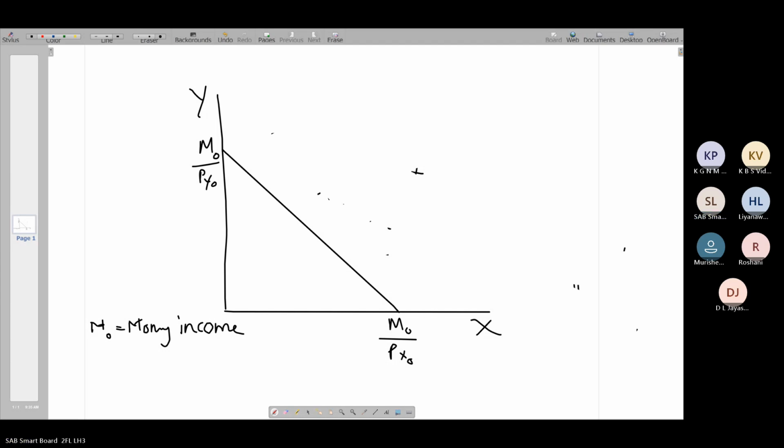Now the money income is fixed, we assume. Now, if we assume the price of X increases from PX0 to PX1, and any further increase up to PX2, likewise.